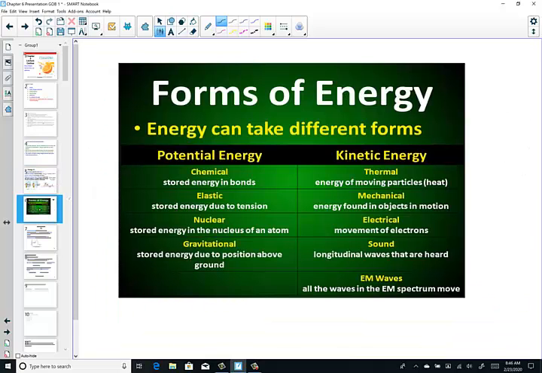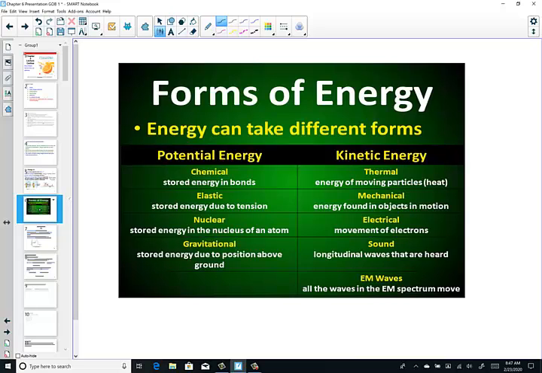And when you think about this law of thermodynamics saying we cannot create nor destroy the amount of energy in the universe, we only allow it to change from one form to another. These are examples of those types of energy. Potential energy in chemistry is the energy stored in bonds. Kinetic energy in chemistry is thermal energy, the energy of moving particles, such as heat flow from a hot object to a cold object. There are other types of potential energy, such as elastic.